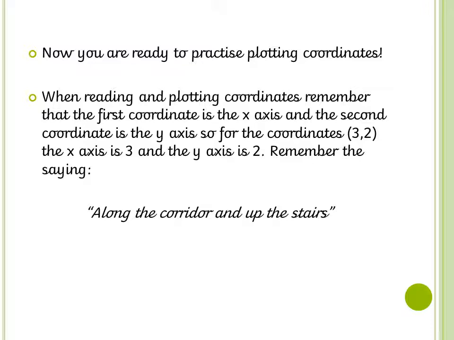When reading and plotting coordinates, remember that the first coordinate is always the x-axis and the second coordinate is the y-axis. So for the coordinates 3, 2, the x-axis is 3 and the y-axis is 2. Remember the saying, along the corridor, up the stairs. So along the corridor, you go along the x-axis and up the stairs, which is the y-axis.